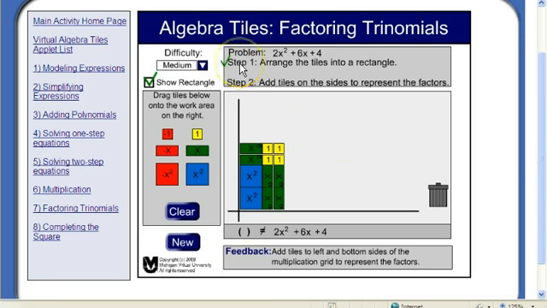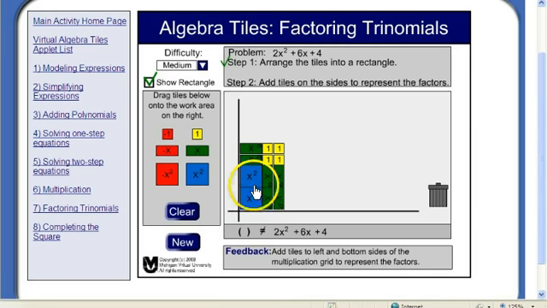So now if you notice, step 1 has been checked off for me: arrange all the tiles into a rectangle. Step 2 is to add tiles on the sides to represent the factors. This is what we did not do in the previous lesson, because we're trying to figure out what the quantity 2x squared plus 6x plus 4, which we have the blocks for that we arranged in a rectangle, factors down into. So I want to start to put tiles down on the outside of the table here.